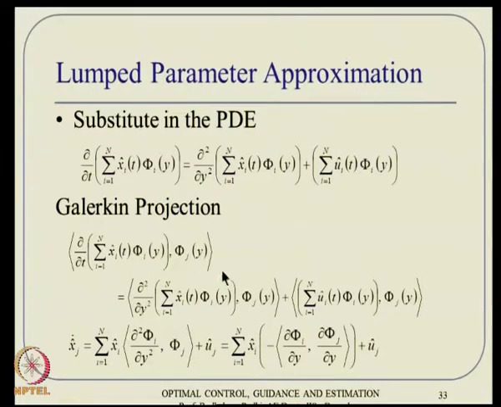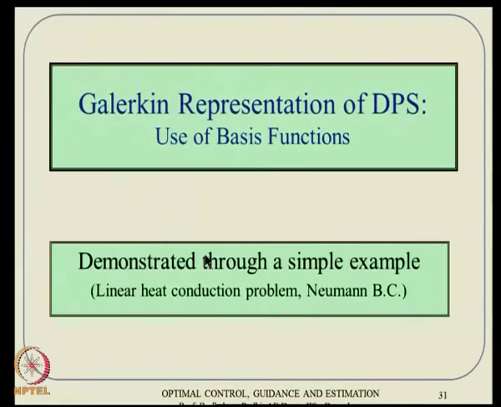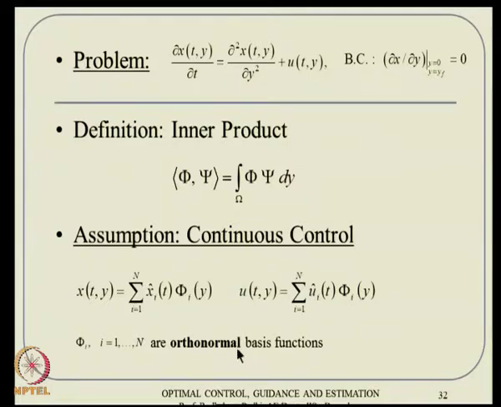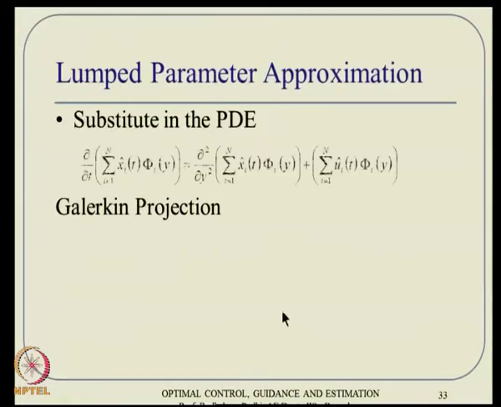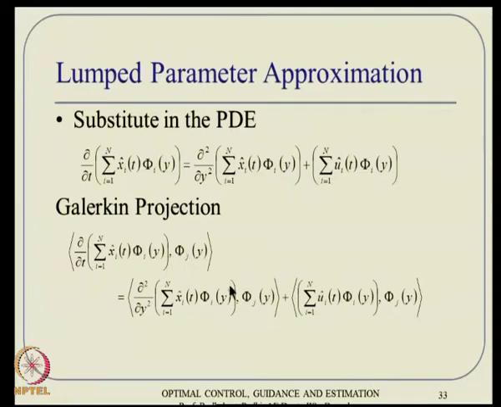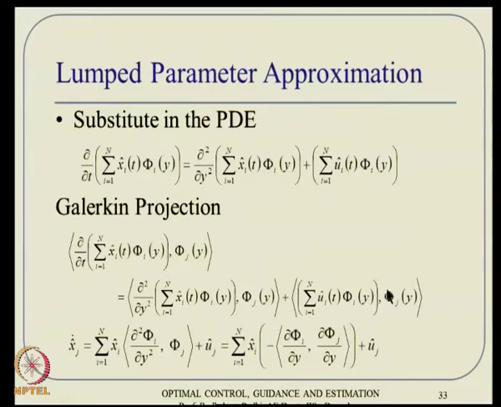These are orthonormal basis functions, not merely orthogonal. Orthonormal means the inner product of phi i and phi j is 0 unless i equals j, and if i equals j, it is 1. Utilizing that behavior, and noting that the summation and partial derivative are all linear operators, you can carry out the algebra and ultimately it results in equations like this.